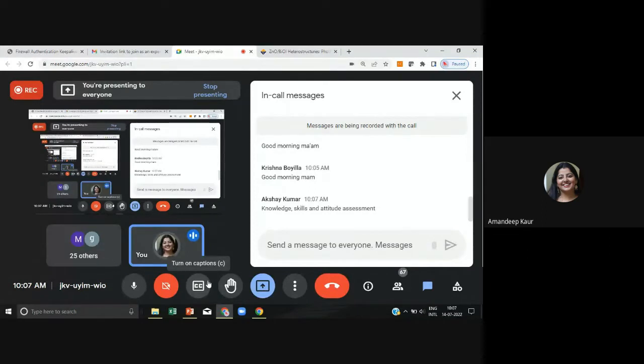Knowledge, skill, attitude, and assessment. Thank you very much, Akshay Kumar sir. Any other member from the group?